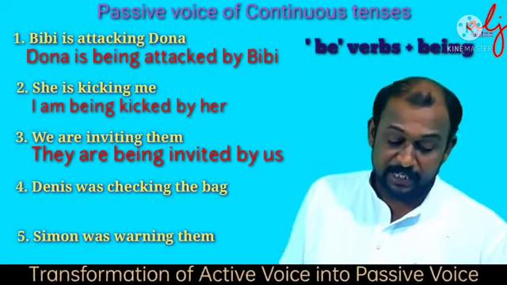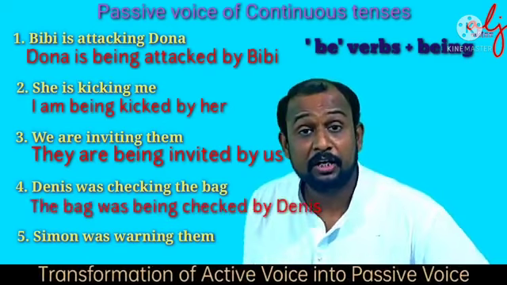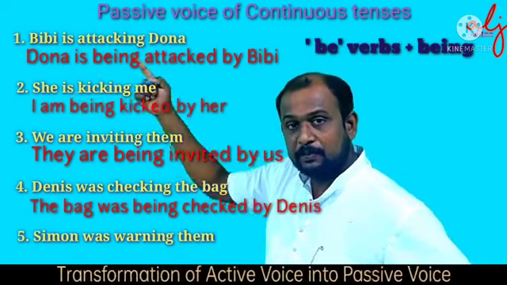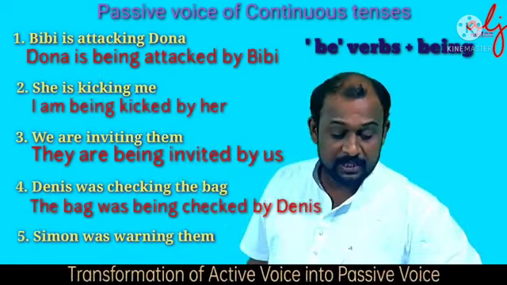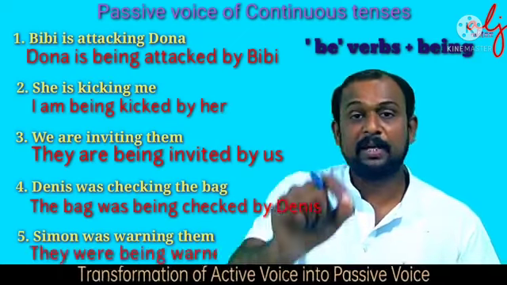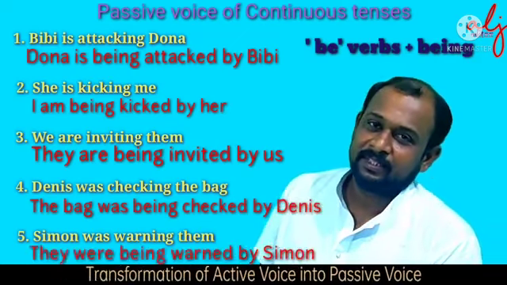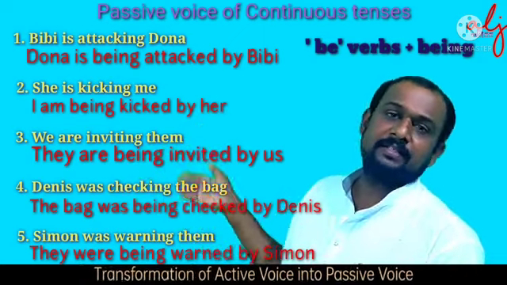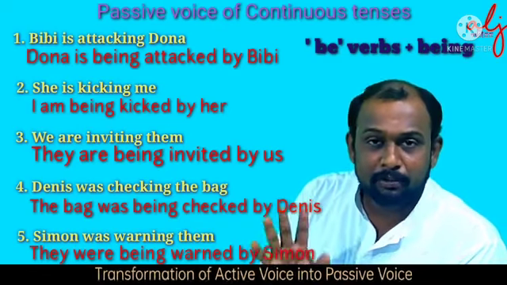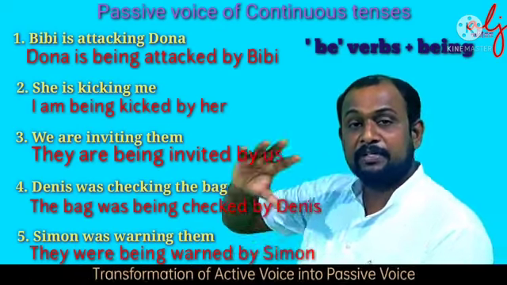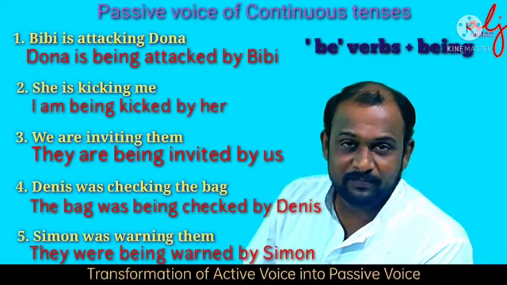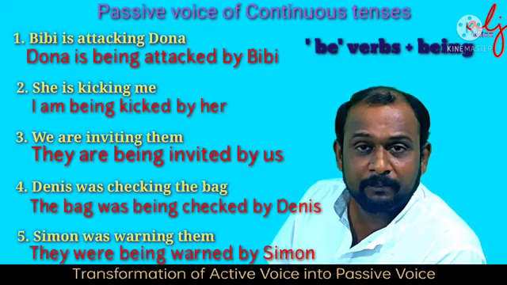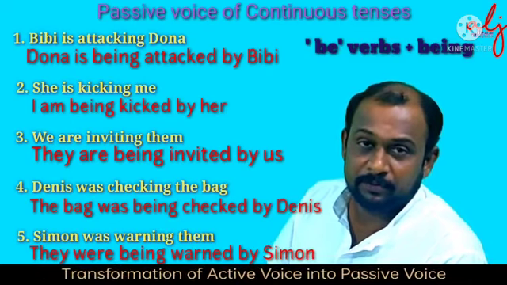Alright, the fourth one. Dennis was checking the bag. The bag was being checked by Dennis. I am using was being checked, the be verb as well as being. Then, Simon was warning them. They were being warned by Simon. You can see here, were is used, being is used. This is a simple rule for converting a continuous tense from its active form to passive form. Please have a very clear look at the examples displayed on the screen. I am sure you will understand the concept.